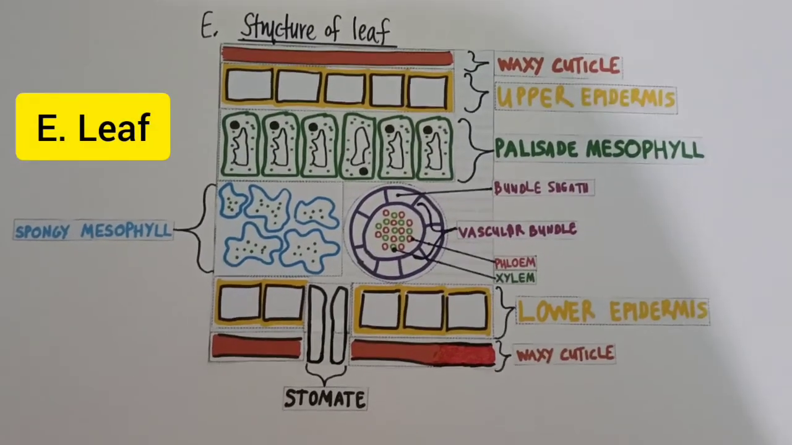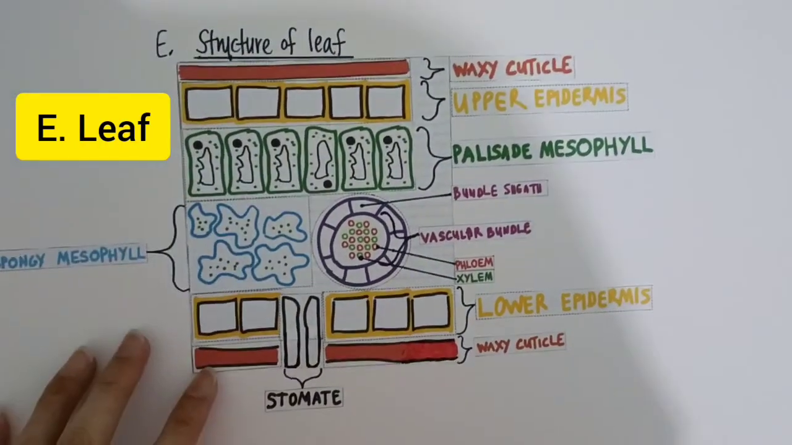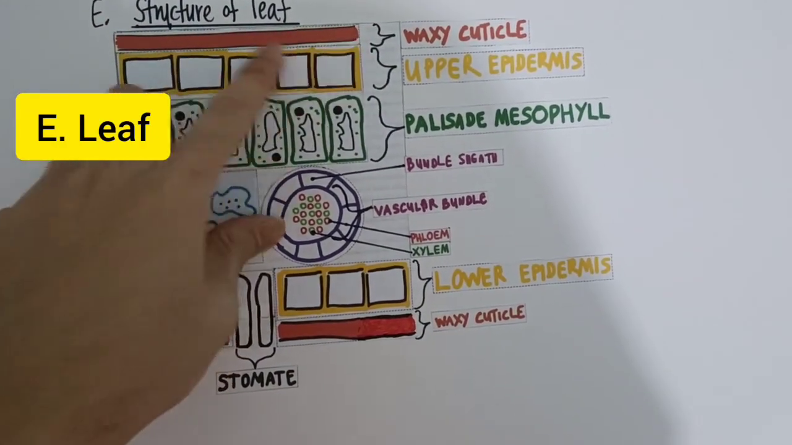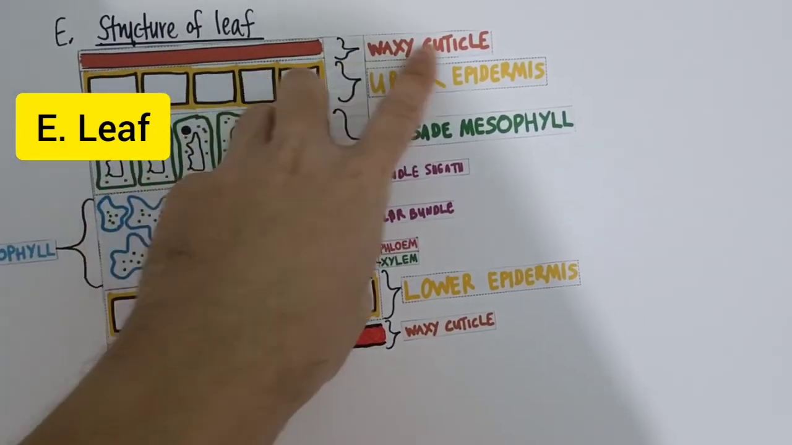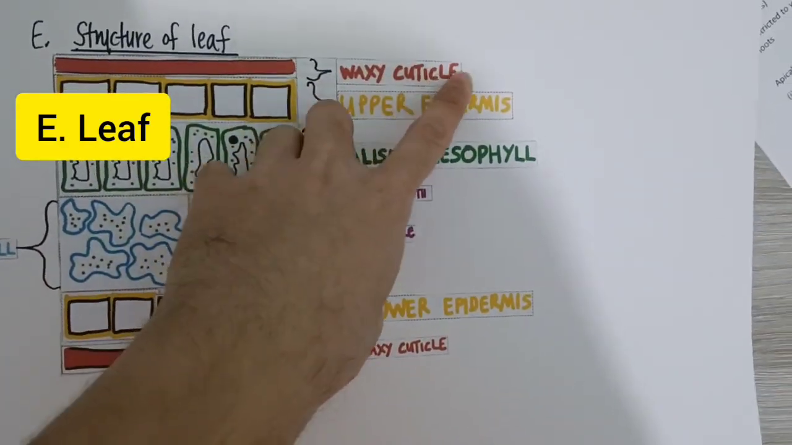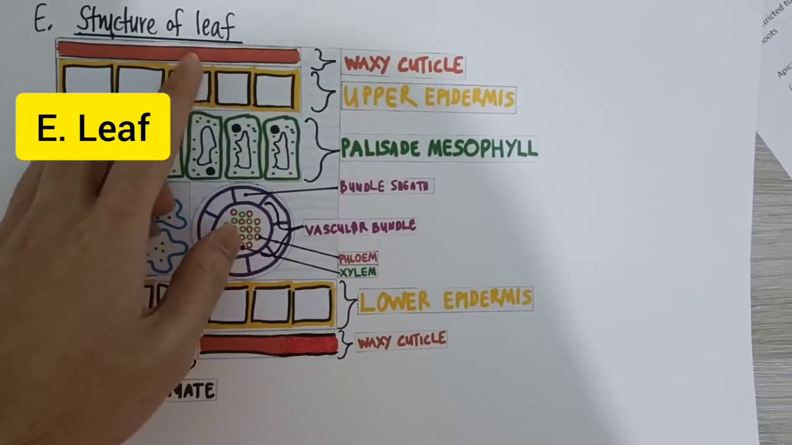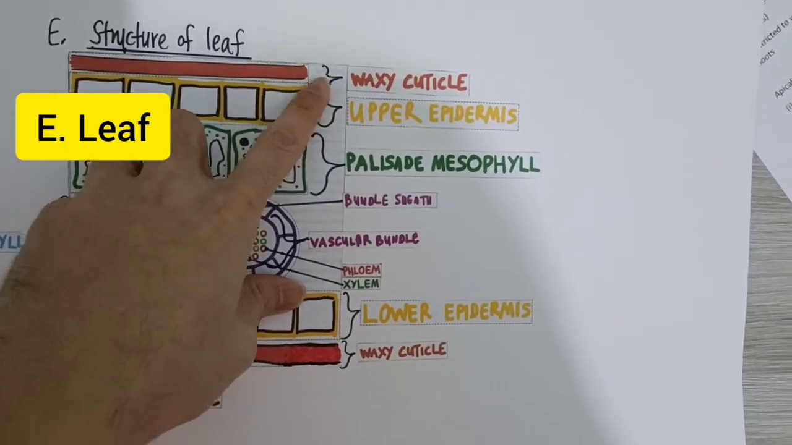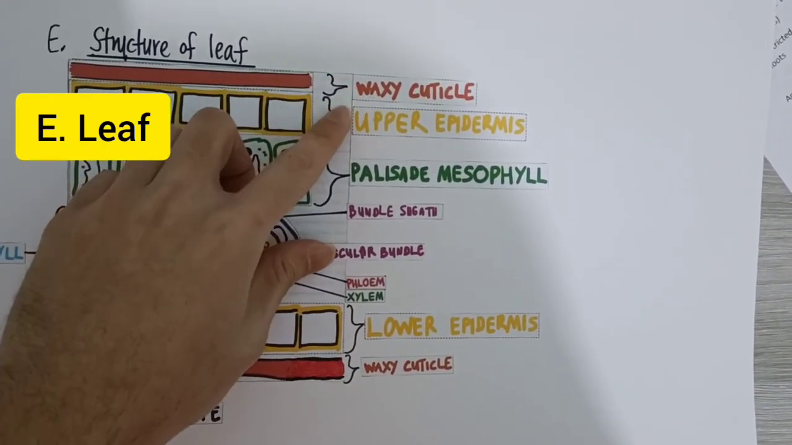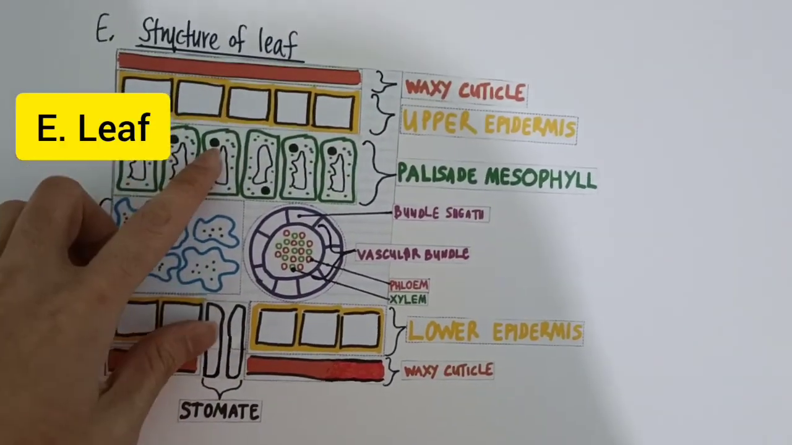Last but not least, let us together study the structure of leaf. As you can see here, the red rod shape represents the waxy cuticle of the leaves. This waxy cuticle is very important because it can prevent excessive water loss during the photosynthesis process, especially during hot and sunny days, as it can prevent plants from being dehydrated.